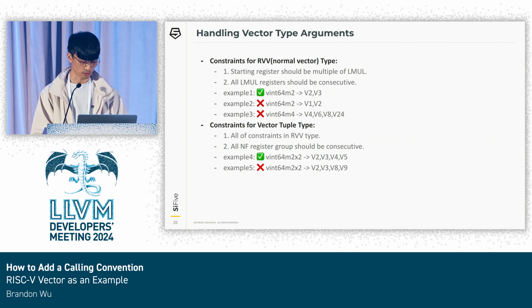In example 4, the type has LMUL equals 2 and NF equals 2. So the starting register should be a multiple of 2, and all 4 registers should be consecutive. However, example 5 is invalid because it breaks the consecutive rule for all of the groups.